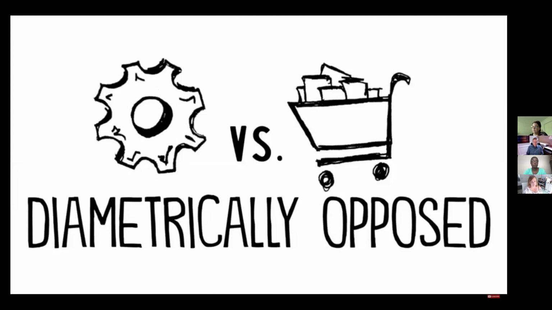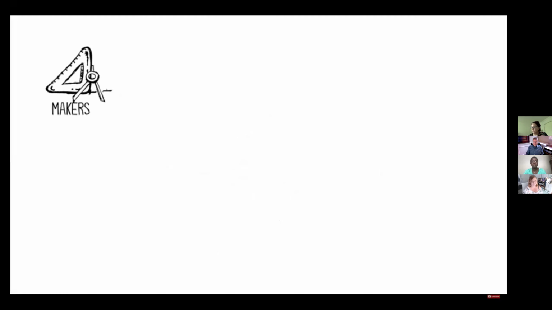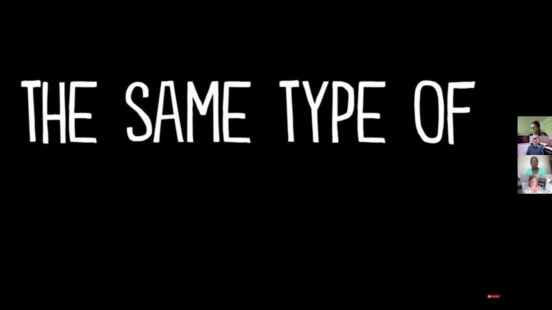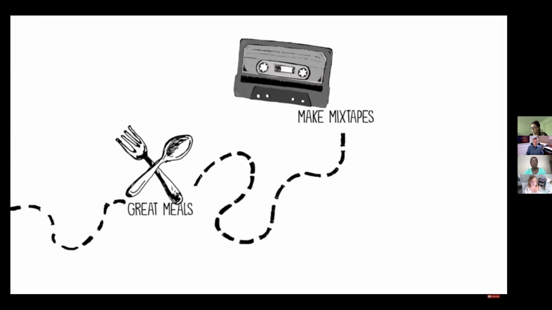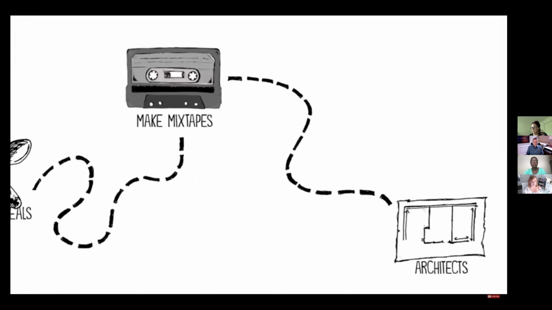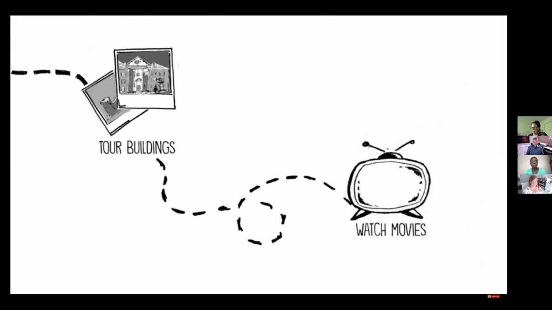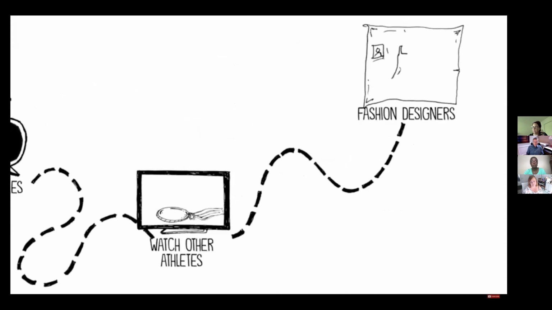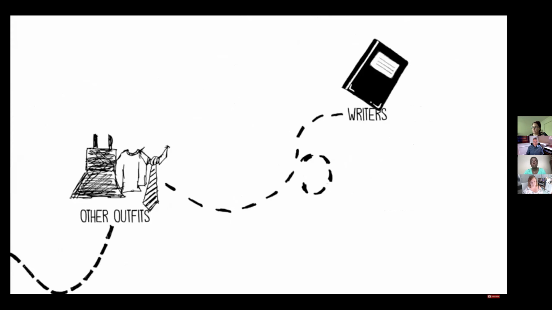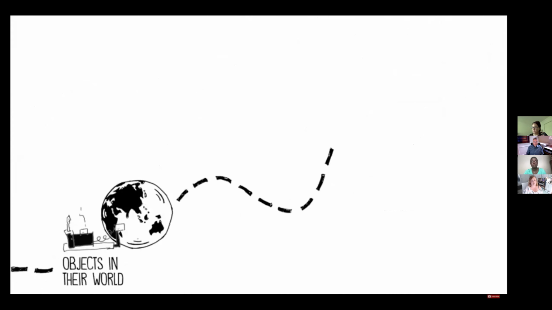It's easy to think of creating and consuming as if these two actions were diametrically opposed. However, creativity doesn't happen in a vacuum. Okay, that was a really bad dad joke, but when you look at makers, they are often critical consumers of the same type of work they create. Master chefs love to explore new food and have great meals. Songwriters make mixtapes of their favorite songs. The greatest architects travel to distant cities and tour buildings to find inspiration. Filmmakers are constantly watching movies, and athletes watch other athletes in their fields to discover new approaches. Fashion designers look at outfits to gather ideas, and writers are constantly reading books. Engineers study objects within their world, and artists visit museums.